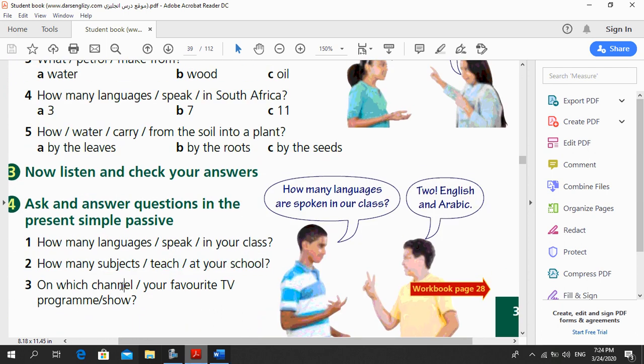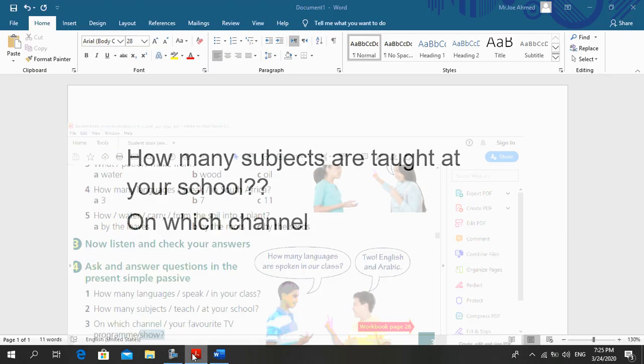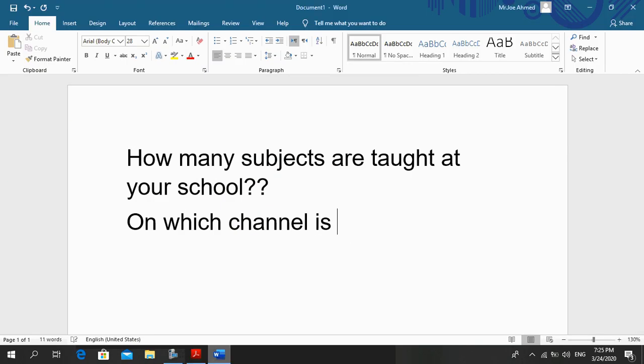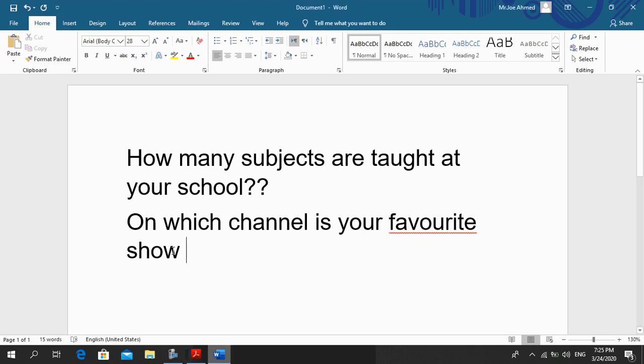On which channel your favorite TV show? On which channel is your favorite show, or favorite program, shown? The past participle. Super easy.